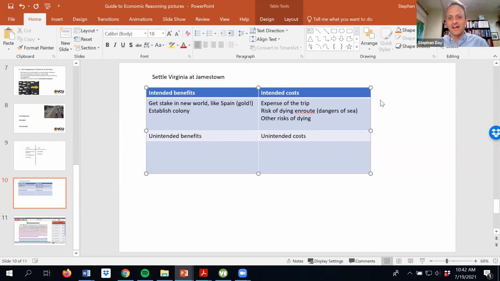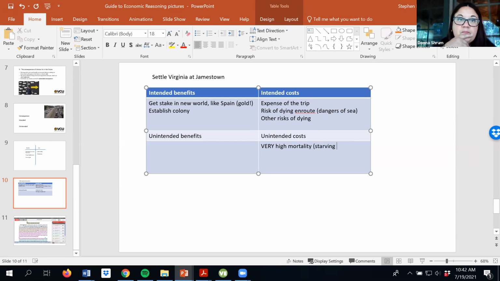What were some unintended costs that they encountered once they got to the New World? Extraordinarily high mortality. And what were some reasons for that? Starving time, malaria, polluted water. Oh, and they've also discovered that it was one of the worst droughts in history during that time that affected the crops.